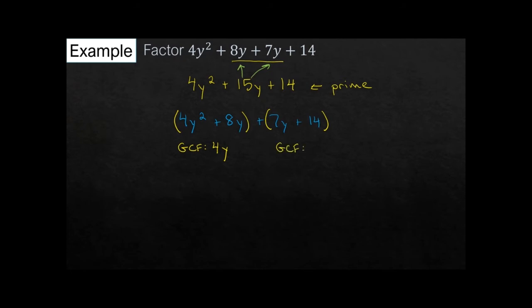And my second pair, 7 and 14, I can divide those both by 7, but I can't remove a y because the 14 doesn't have a y.